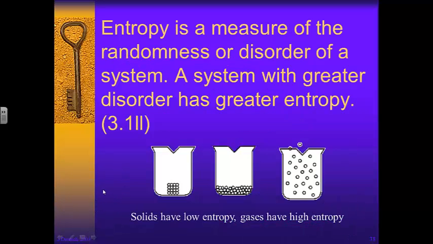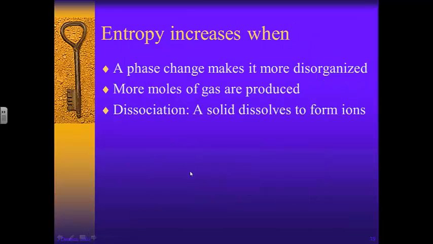Entropy is a measure of randomness or disorder. A system with greater disorder has greater entropy. Solids are very ordered, so they have low entropy, while gases are very random and have high entropy. Entropy increases when a phase change makes it more disorganized, for example going from a solid to a liquid or from a solid to a gas. Entropy is increasing. Or more moles of gas are produced.